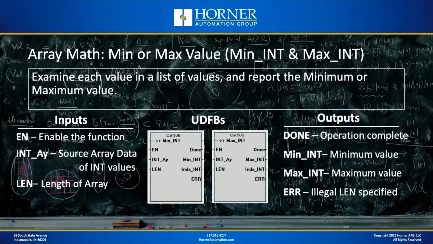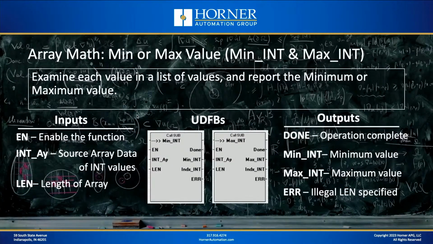And this is actually a pair of UDFBs that we like to think about together, and that is min and max. So these are pretty obvious as well. With these function blocks, you're going to use those to search through an array of up to 1,000 integers and to find the minimum, in the case of min, or the maximum, in the case of max, values in the list. Now, in addition to reporting the min or max value, depending on the UDFB, it also reports one other thing, and that is the index value where the min was found and the index value where the max was found.